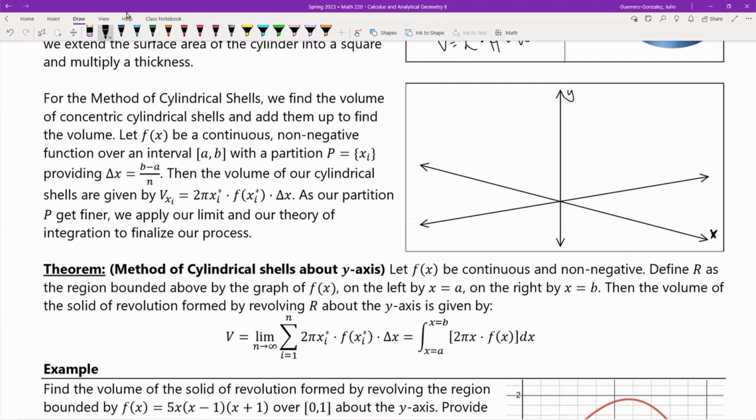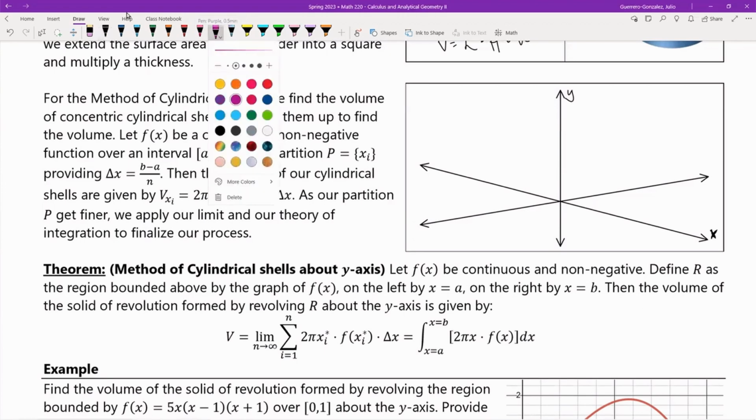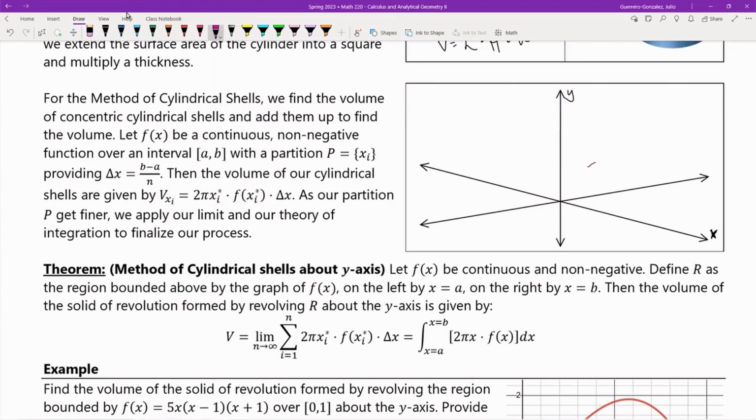Now here comes the construction. Suppose we have a continuous f of x, non-negative, over an interval [a, b]. I'm going to draw my function here, in purple. I want it between some value a and some value b.